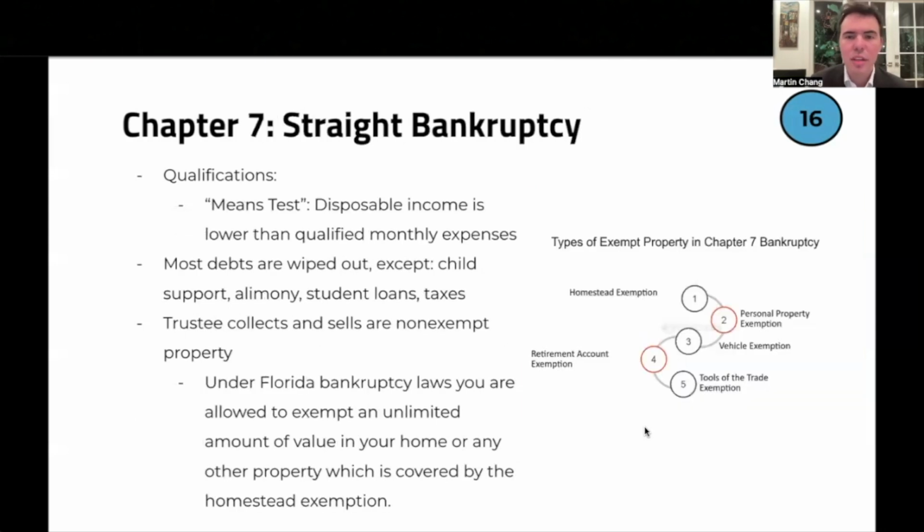Chapter 7 is where there is a repossession of assets, a last resort plan, so to speak. The means test is if your disposable income is lower than your qualified monthly expenses, that's when you would qualify for Chapter 7 bankruptcy. Here, most debts are wiped, except certain important debts such as child support, alimony, student loans, and taxes. In this process, the trustee collects and sells all non-exempt property. Examples of non-exempt property are here on the sides.